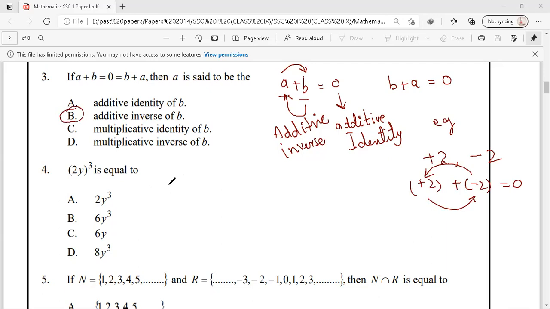Next we have question number 4, and question number 4 में हमें 2y whole power 3 given है. Let's simplify this. So this whole power will be distributed on each term, 2 raised to the power 3 and y raised to the power 3. That will be equal to 8y cube. So the correct answer we have is option D.